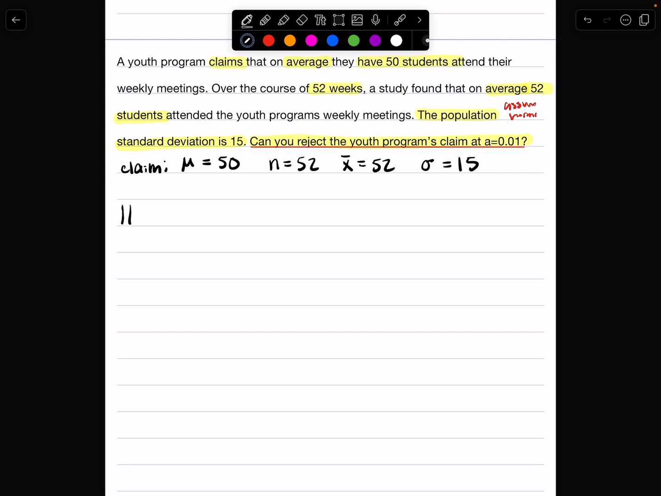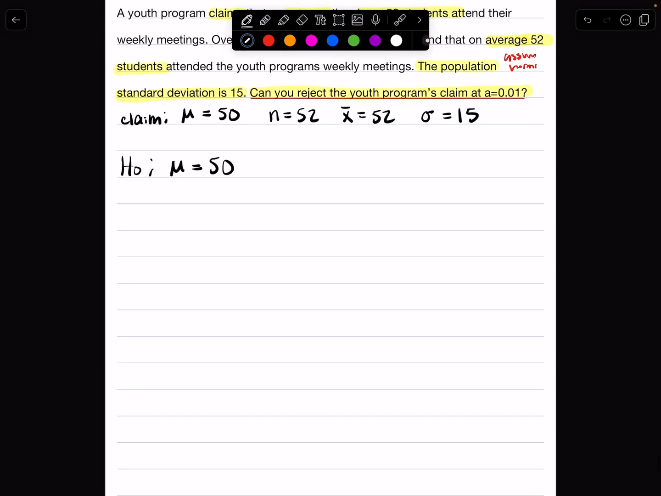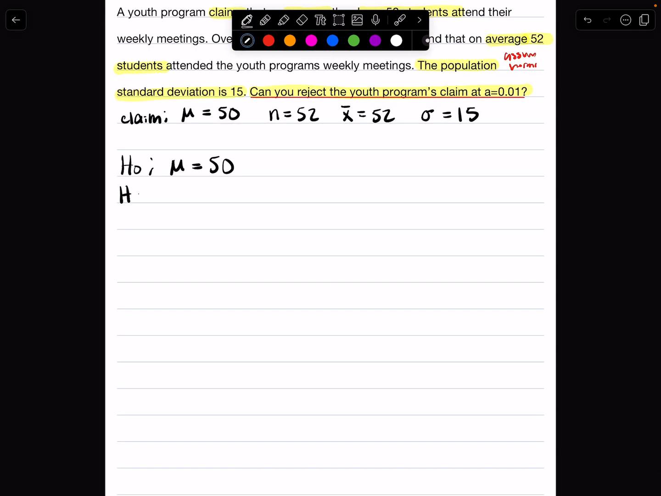So the null hypothesis is that mu, the population average, is 50. So what is the alternative hypothesis? Well, the opposite of equals is not equals. So the alternative hypothesis is that mu does not equal 50. This H0, our null hypothesis, is our claim. It is an equals hypothesis, which means we are working with a two-tailed test. Let's draw a picture.